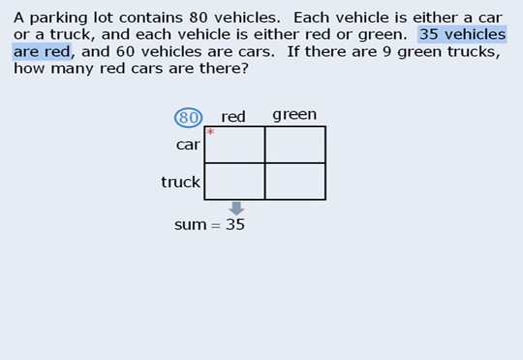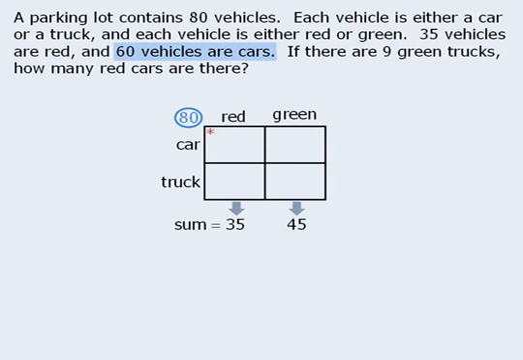Now, if there are 80 vehicles altogether and 35 of them are red, then we can conclude that the remaining 45 vehicles must be green. Now, some of these green vehicles will be green cars and some will be green trucks. So we cannot place any number into either of these two boxes. However, we do know that the sum of these two boxes must be 45.